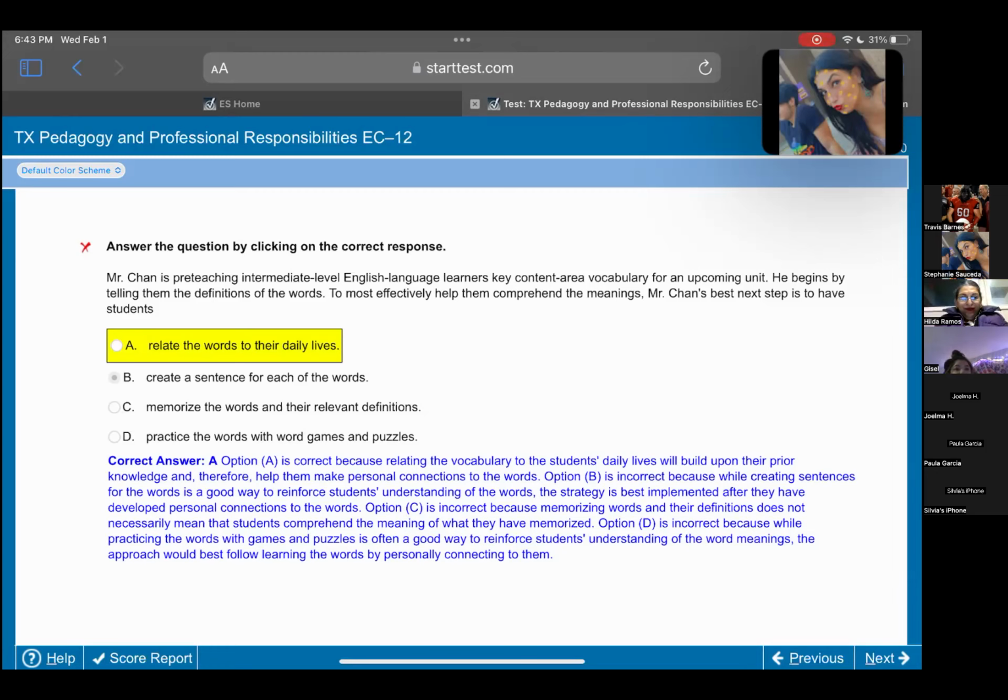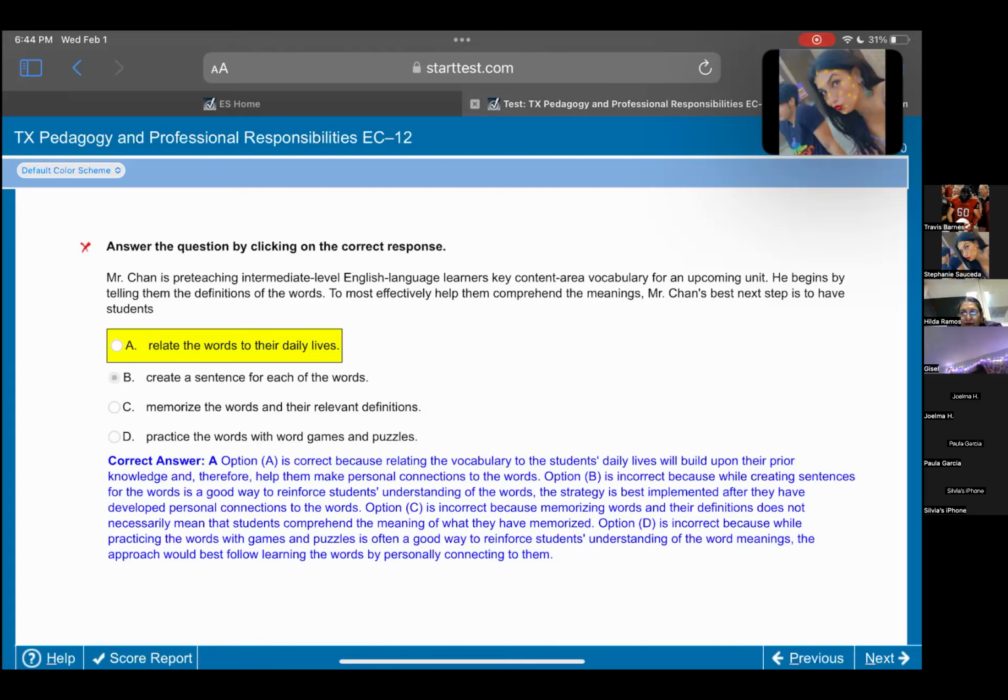So relate the words to their daily lives, create a sentence for each of the words, memorize the words and their relevant definitions, practice the words with word games and puzzles. So let's take a look at what is best. And we'll go back and look at a PowerPoint that I made for y'all today, or I started making, and then I realized we were going to be doing this instead.